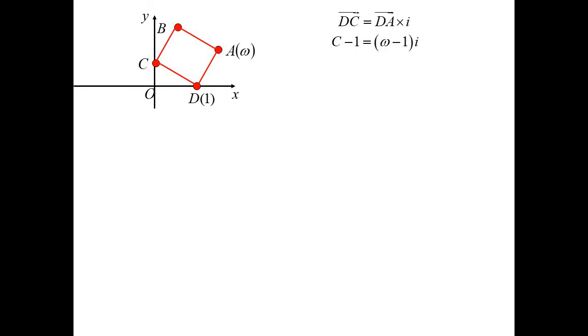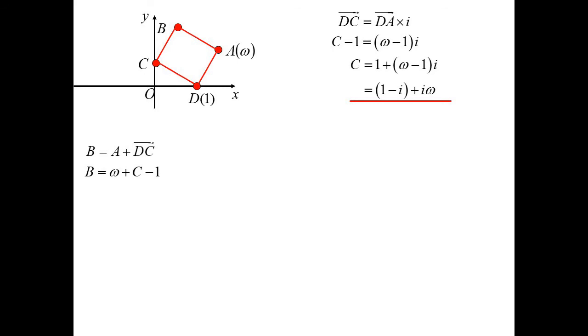So now let's make C the subject, and we have an expression for the complex number C. Okay, let's now work out B. There are different ways I could do this, but the first way I'm going to try is to add to the point A, the vector DC. It's just A, not the vector DA or anything. Now I know the point A is omega, and the vector DC is C minus 1.